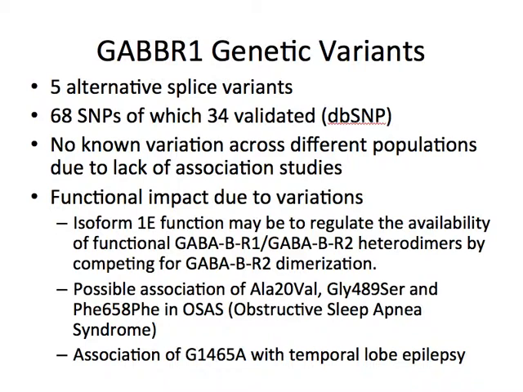Isoform 1E may regulate the availability of functional GABA-BR1, GABA-BR2 heterodimers by competing for GABA-BR2 dimerization. There are possible associations of 3' missense polymorphisms in OSAS, and there is also a possible association with temporal lobe epilepsy.